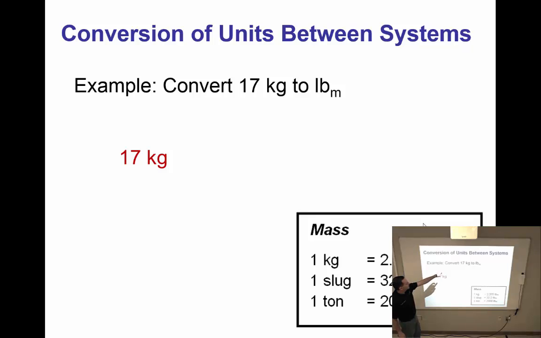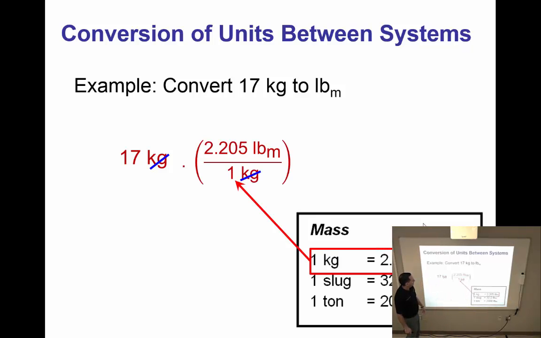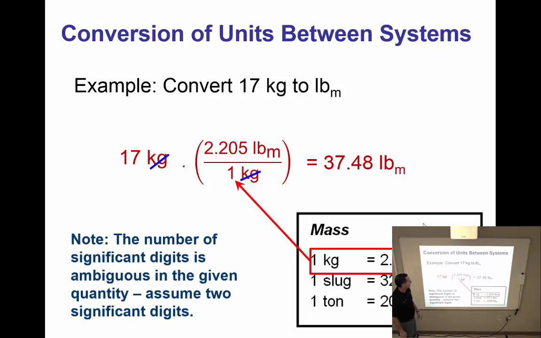Let's do another one. Convert 17 kilograms to pounds. Using my chart, 1 kilogram is 2.205 pounds. That's my conversion factor, and the kilograms will cancel out. I multiply the 17 through, and I get 37.48 pounds.